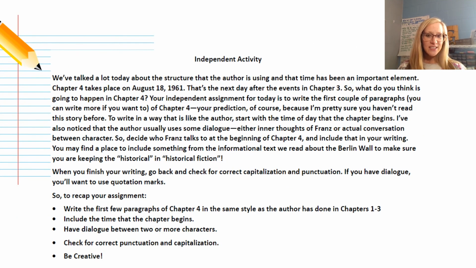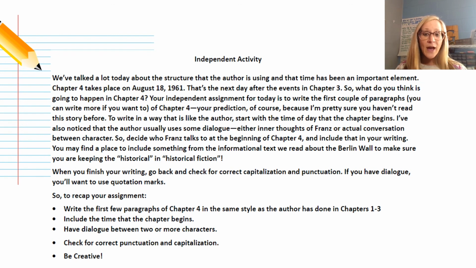Lastly, we move on today to your independent activity. I want you to follow along. We've talked a lot today about the structure that the author is using and that the time has been an important element. Chapter 4 takes place on August 18th, 1961. That's the next day after the events in Chapter 3. So what do you think is going to happen in Chapter 4? Your independent assignment for today is to write the first couple of paragraphs, you can write more if you want to, of Chapter 4. Your prediction, of course, because I'm pretty sure you haven't read this story before.